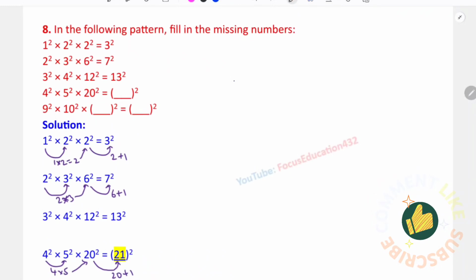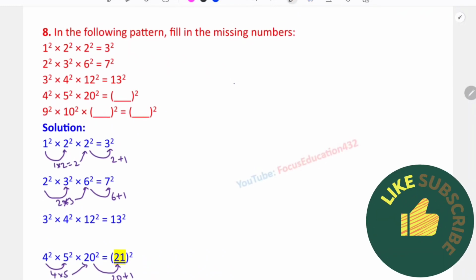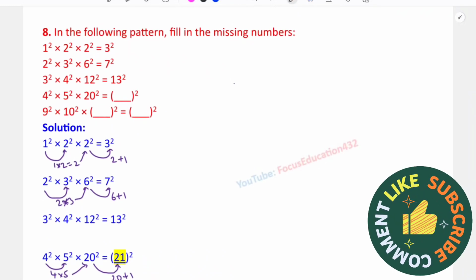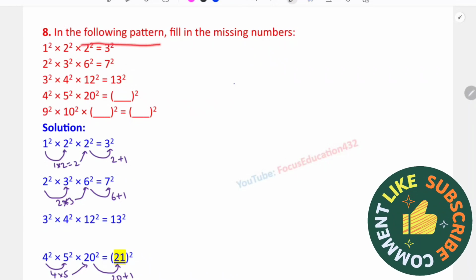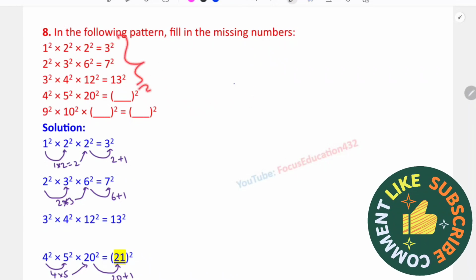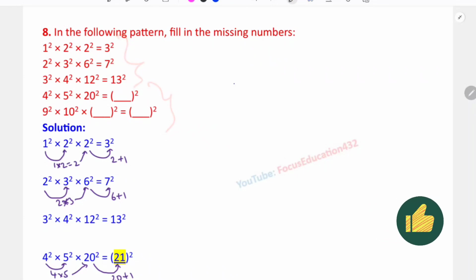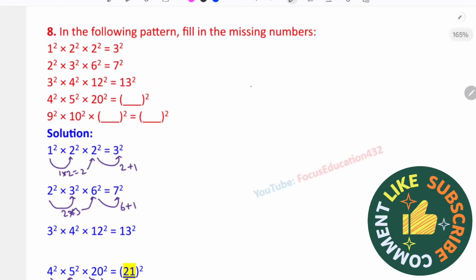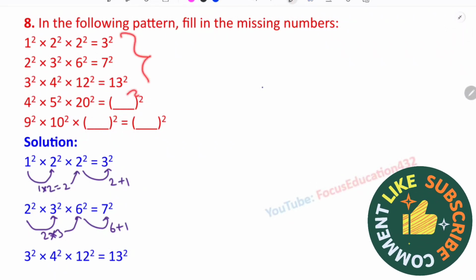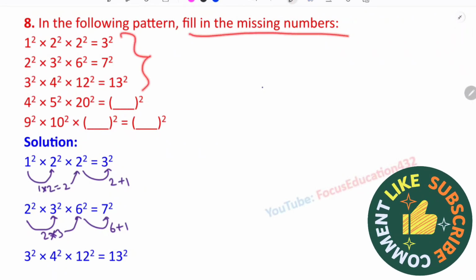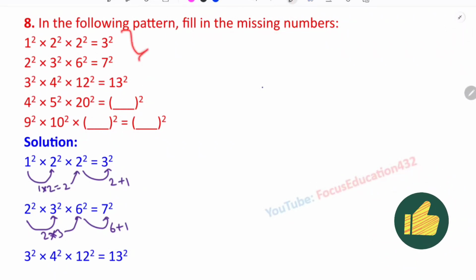Now we see a very important question, patterns. Patterns are very important from the competitive examination point of view. So what is given here in the following pattern? Three patterns are given to us, and we have to find the missing ones. Clear? The first three expressions of the pattern are given here. Fill in the missing numbers. So this is what is given to us.